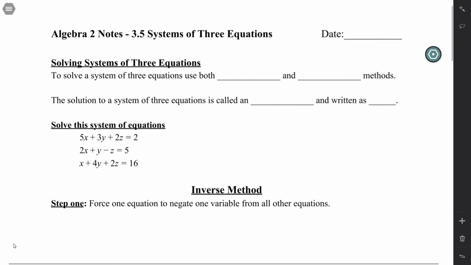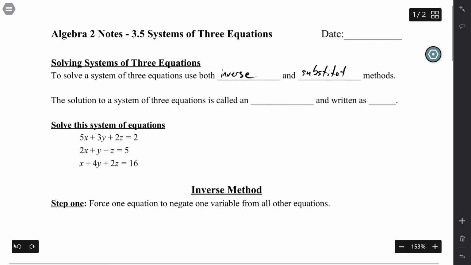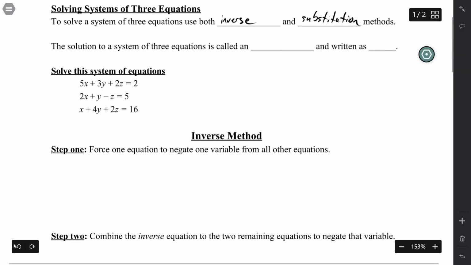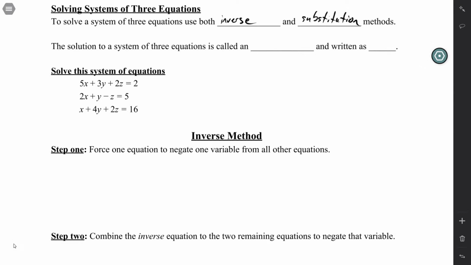All right, so first, to solve a system of three equations, use both inverse and substitution methods. So we'll go over both of those. Substitution, like we did with a system of two equations, can be very simple, especially if we have one equation that is easy to force into that format. But the inverse is usually what we go with because it results in rounder numbers. There's honestly less math involved, so there's less room to make a minor mistake.